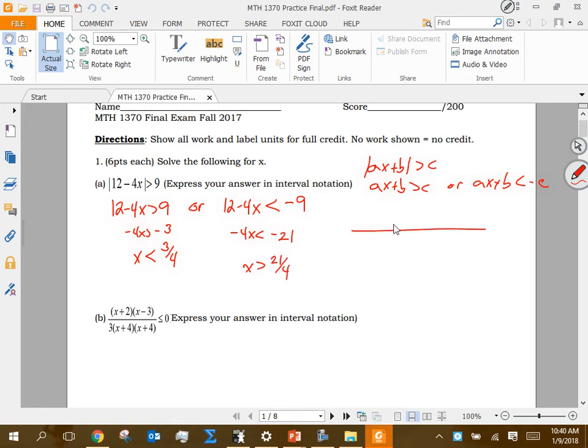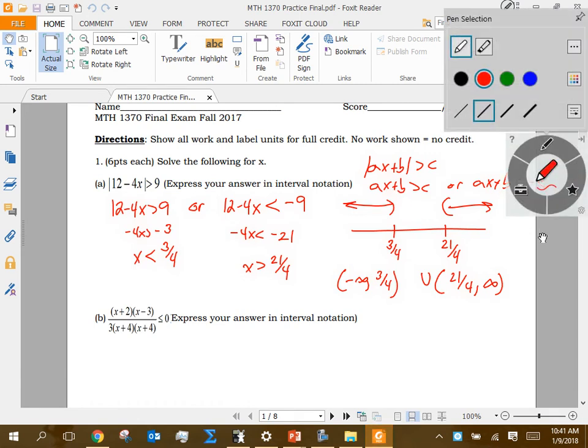Graphically speaking, now I know it doesn't ask for a graph, but I like to put one in here. What we're saying there is that we're getting those values there, those values there. So putting that in interval notation then would be negative infinity to 3/4 union 21/4 to infinity. And there's the reason why I like to write the graph.